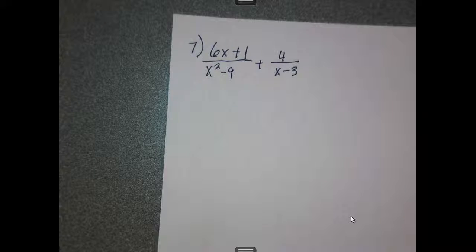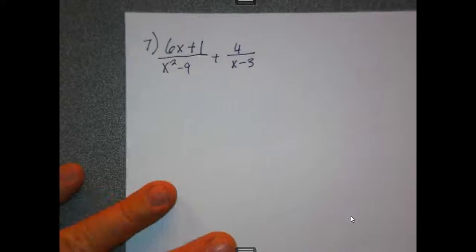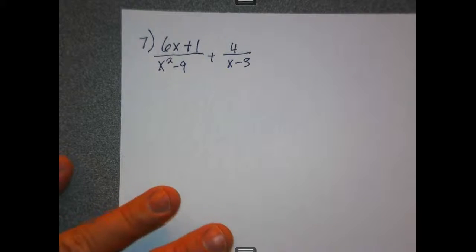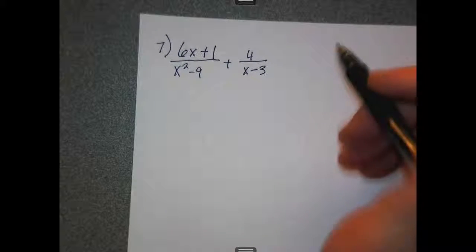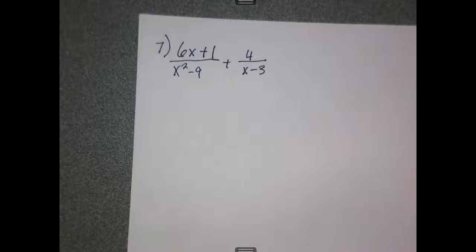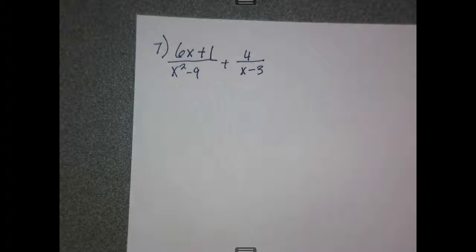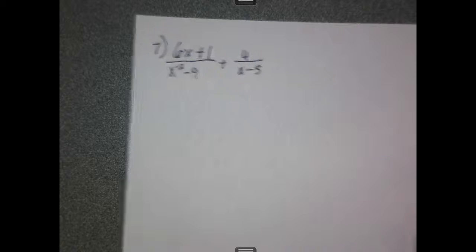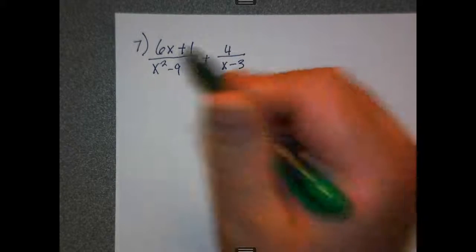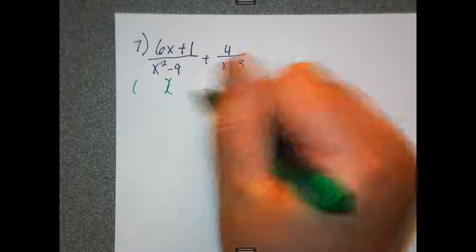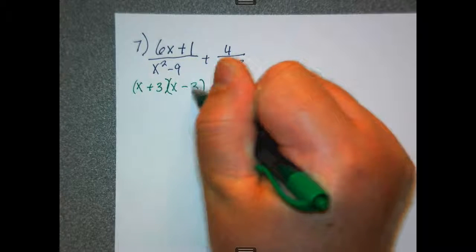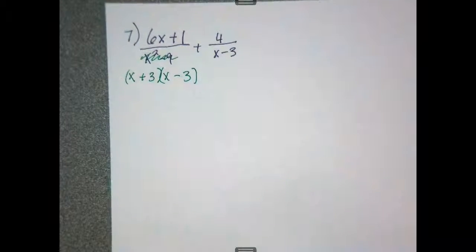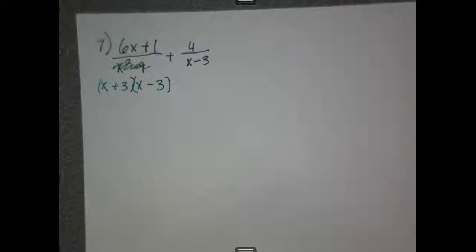Okay, number 7. I have (6x plus 1) divided by (x squared minus 9), plus 4 divided by (x minus 3). Boring for teachers. Okay, let's go ahead and factor x squared minus 9. Difference of squares, so I get (x plus 3)(x minus 3). Anything else I can factor here? Nope.